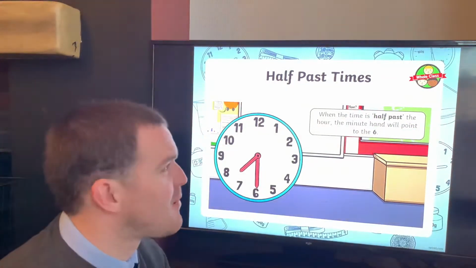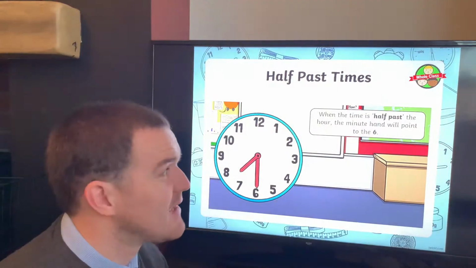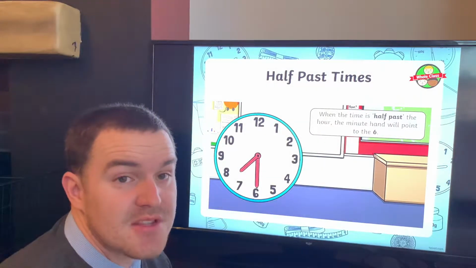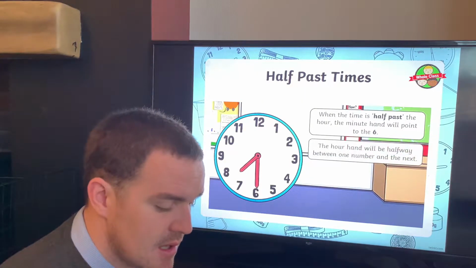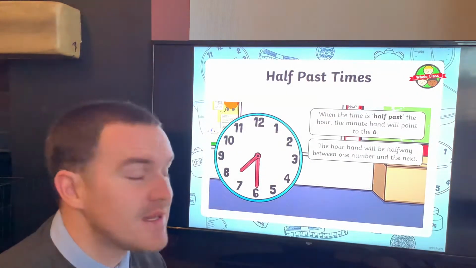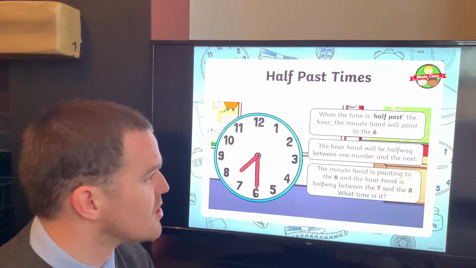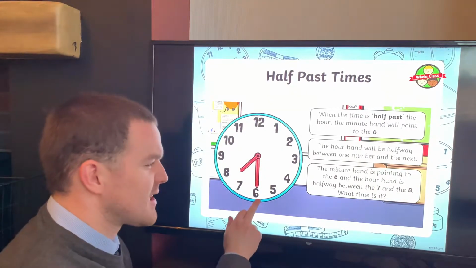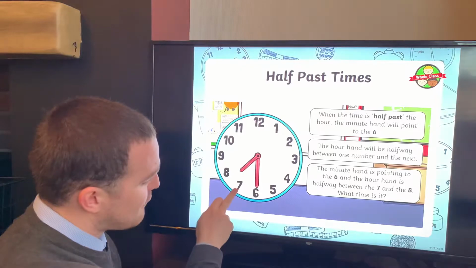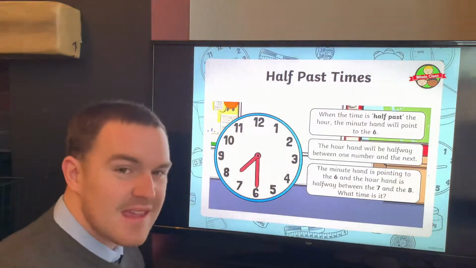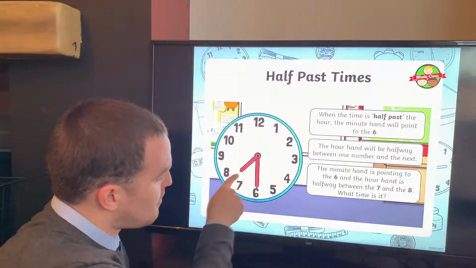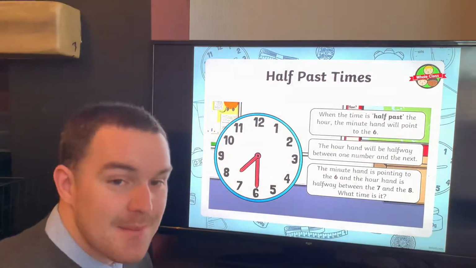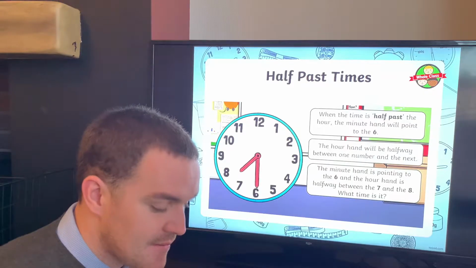When the time is half past the hour, the minute hand will point to the 6. So if it's o'clock, it's up to 12. If it's half past, it's down to 6. The hour hand will be halfway between one number and the next. So the minute hand here is pointing to 6, and this hour hand is halfway between 7 and 8. But we have to think, which way is it ticking? Well, the clock's ticking this way, so it's just gone past 7. So the time is 7:30.